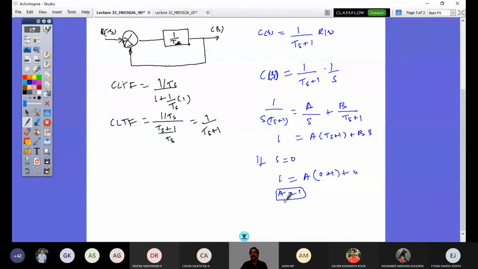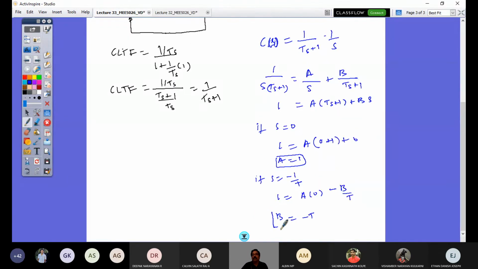So if s equals minus 1 by t, if I substitute here, it's minus 1, so this term is 0. Then this equation will become 1 equals a into 0, correct, minus b by t. So that says what my b is: b is minus t. So now put b equal to minus t and a equal to 1 in this function.